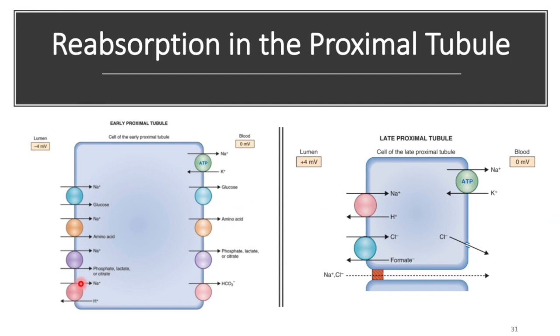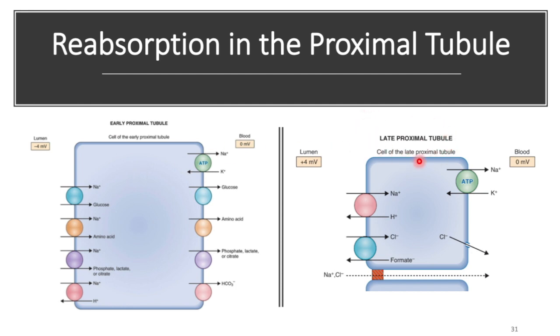There is one counter-transport in the luminal membrane of the early proximal tubule, which is sodium-hydrogen exchanger. Sodium is reabsorbed into the cell in exchange for hydrogen. This will cause secretion of bicarbonate from the cell into the blood. So this is in the early proximal tubule.